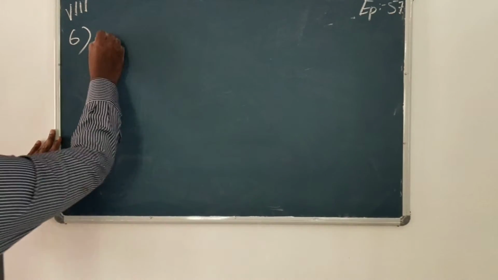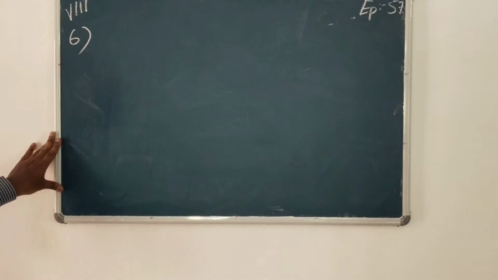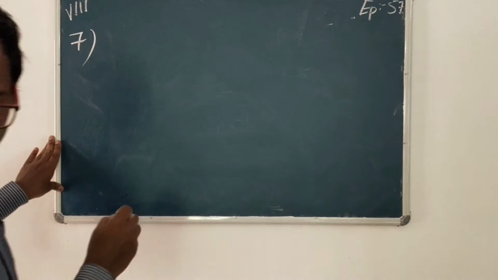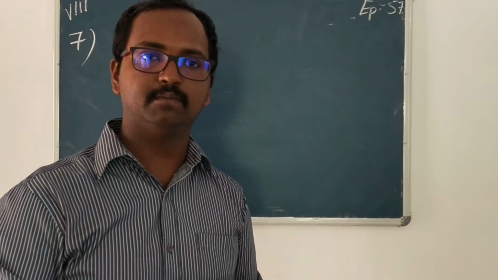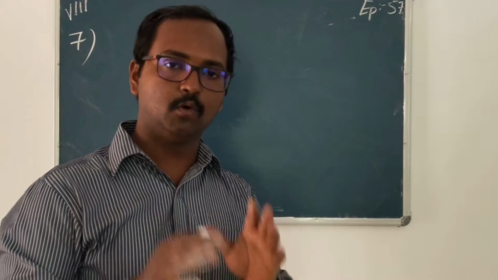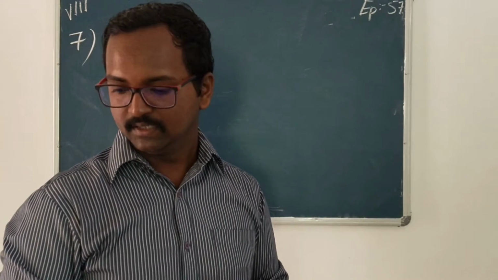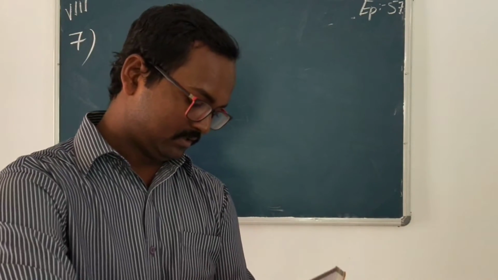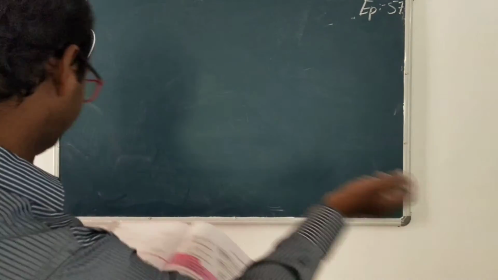Now let's look at the 7th one. In the 7th one, the question says simplify. I have already told you, whenever there is the term simplify, remember two steps. First is to open the bracket. Second is to bring the like terms together. But here, we have to simplify using just exponents.